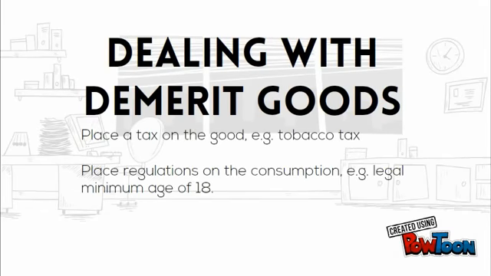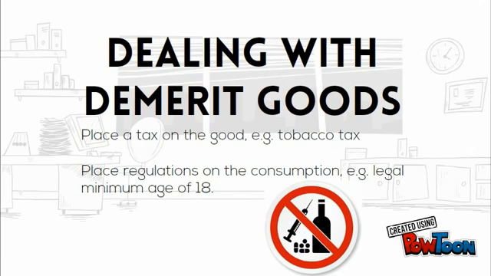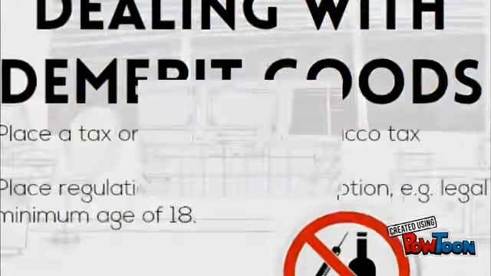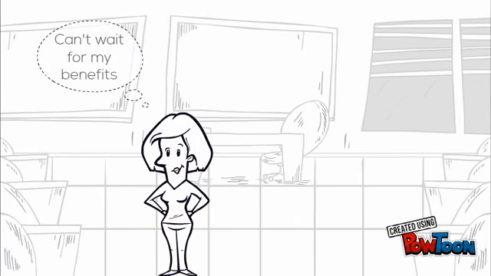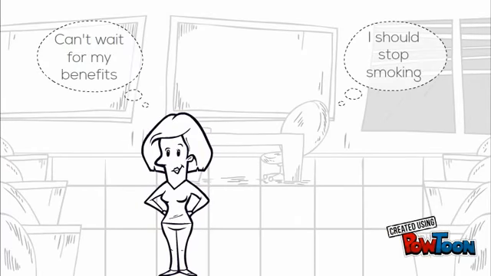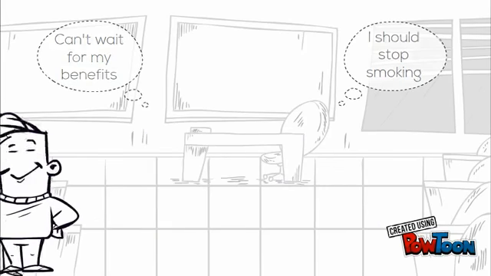How to decrease the consumption of demerit goods? Well, the government could place excise taxes or place regulations on consumption, for example, legal minimum age of 18. Minira cannot wait for her benefits, while Bayram wishes and is determined to stop smoking.